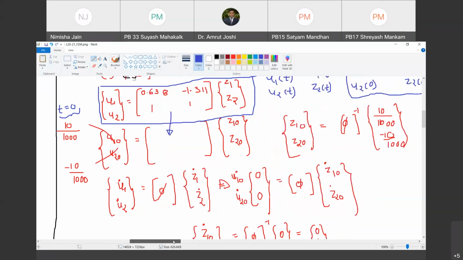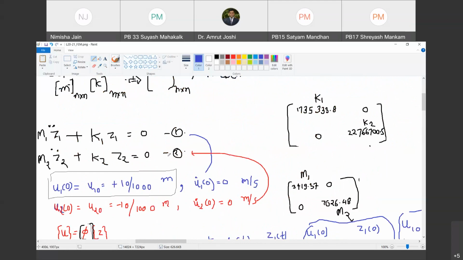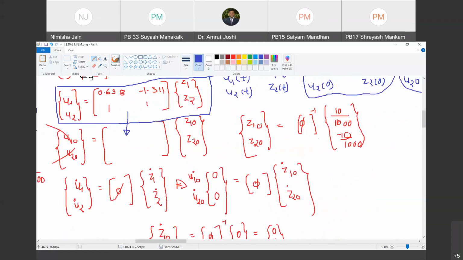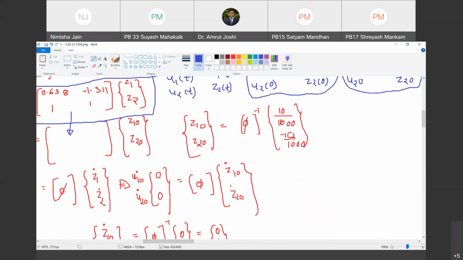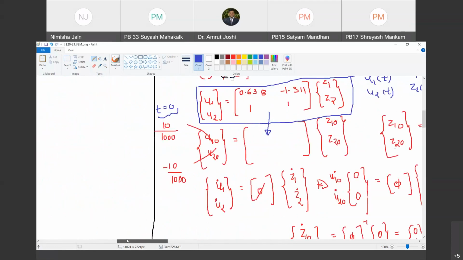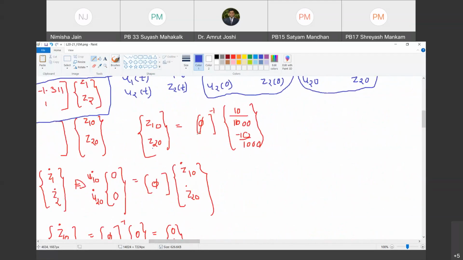Now to write down the initial condition, I need to write it in terms of Z10 and Z20. That can be easily done by inverting this phi matrix and multiplying by U10 and U20. So Z10 and Z20 is phi inverse into 10 by 1000 and minus 10 by 1000. Do you agree with me? So now we have to calculate this. On your calculator you are equipped with the tools for doing that, but here I will do it on an online tool.